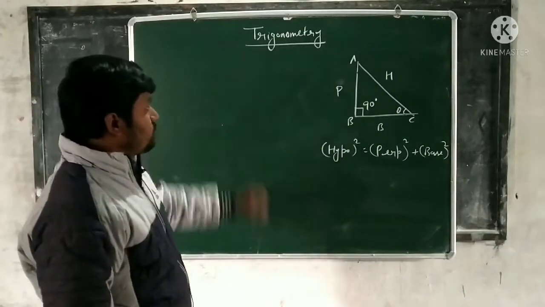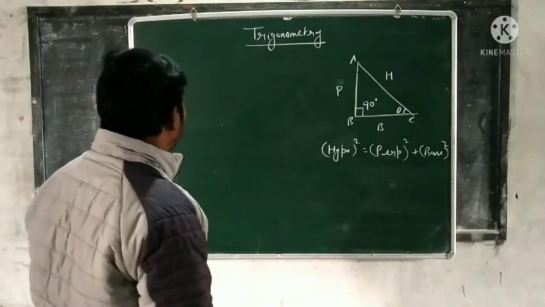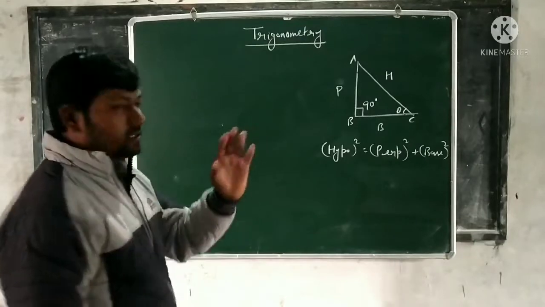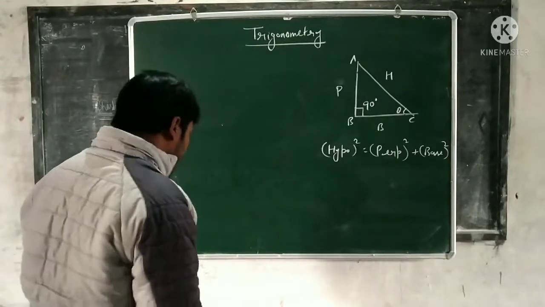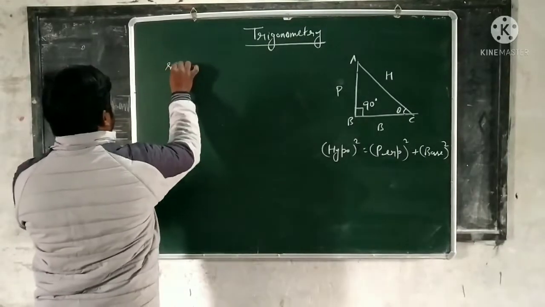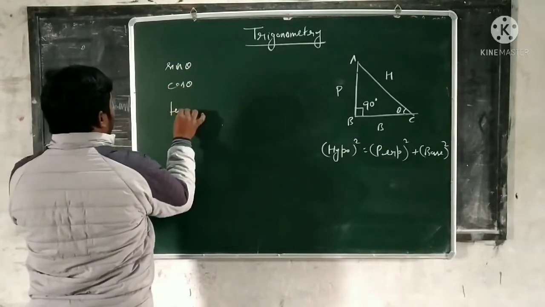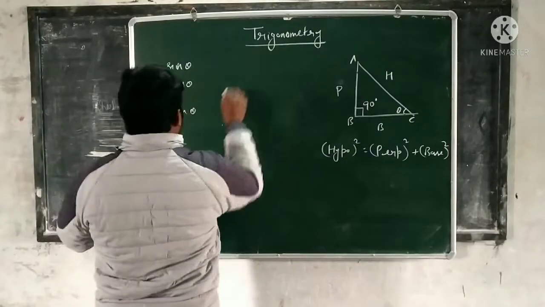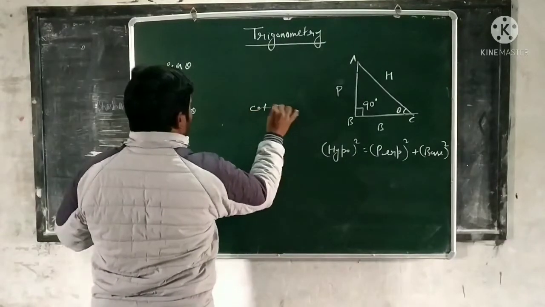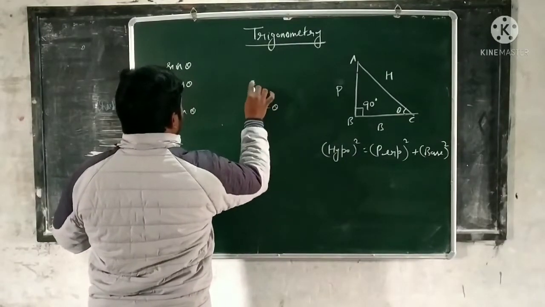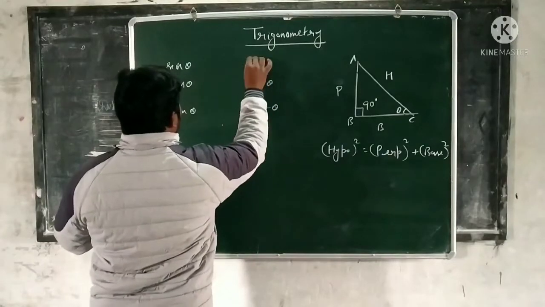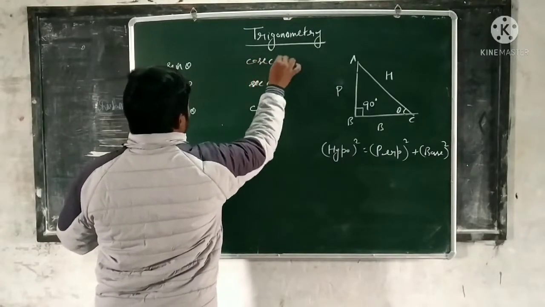We use this formula to find any one side of this triangle. But for the use of trigonometry, we first need to know the 6 trigonometric ratios. The 6 trigonometric ratios are sin theta, cos theta, tan theta, cot theta, sec theta, and cosec theta.